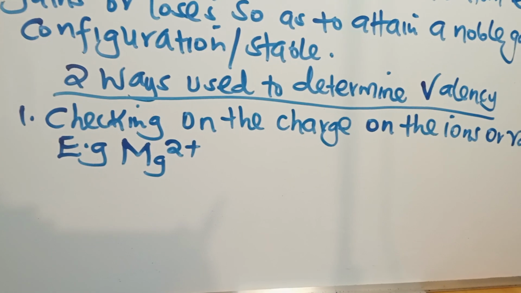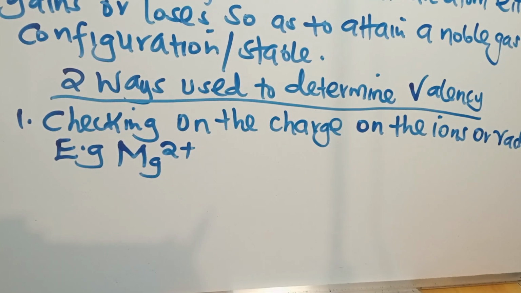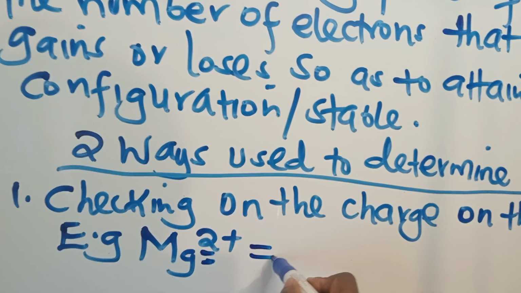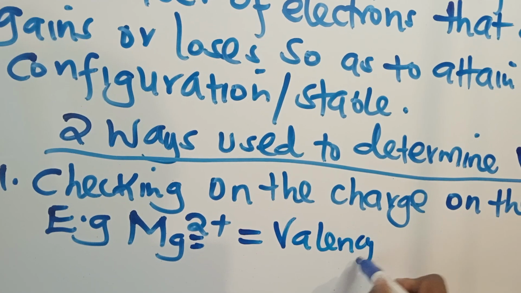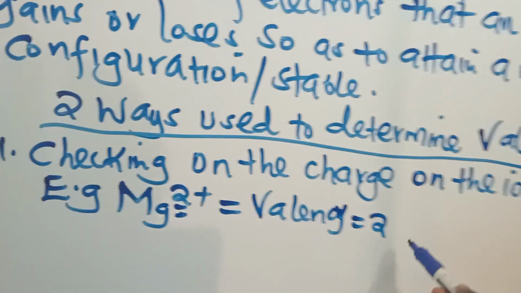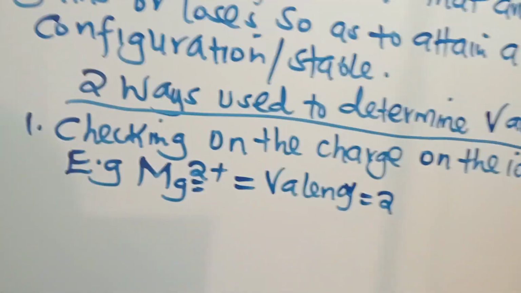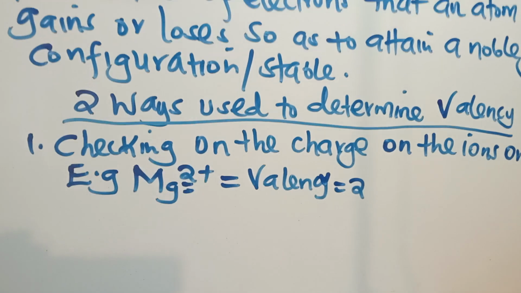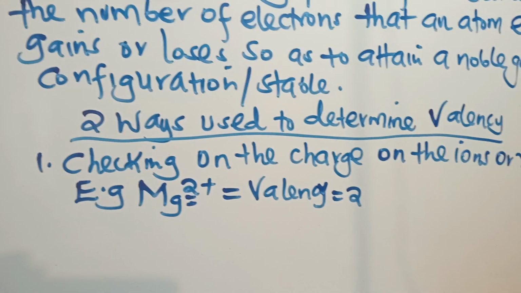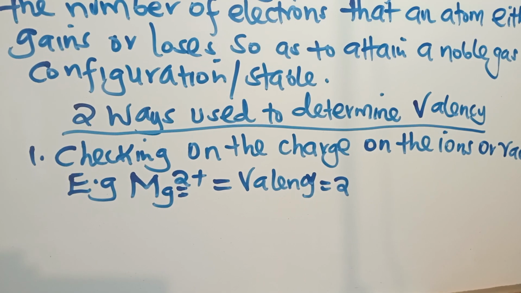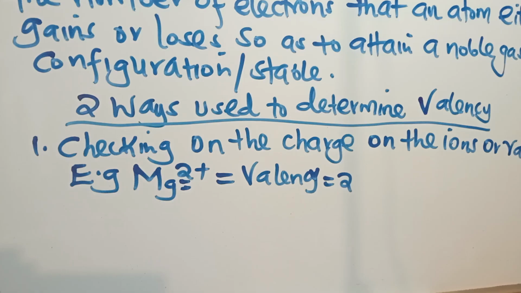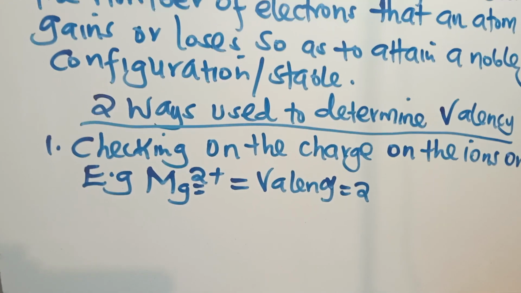By just looking at the formula of that ion, we are able to notice that we have a 2 here. So the valency will be 2. But we will not indicate the charge, because when you are dealing with valencies, they are usually whole numbers with no charge. They are chargeless. So note that it is very, very important. No charge is usually required when you're writing the valency.